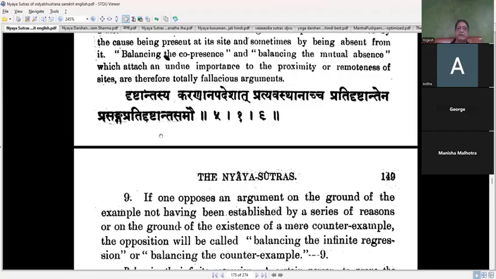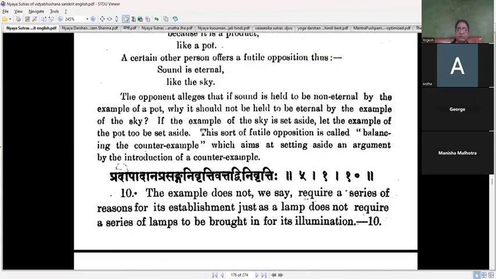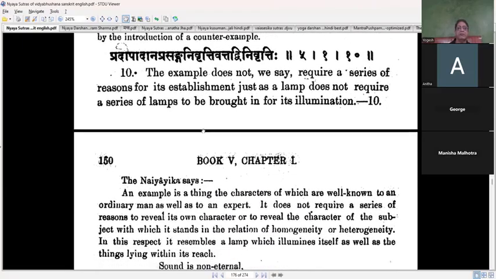So first we established the error of the hetu example, the balancing the hetu. Whatever hetu is given, whatever cause is given for that, asking the person to give another cause is like in the 10th sutra we saw: Pradeepa apadana prasanga nivrittivat tadvat nivrittihi. So Pradeepa is a lamp. For removing the doubt about a lamp or the existence of a lamp, tadvad nivritti. That is how we remove the doubt about the person asking for giving another cause.